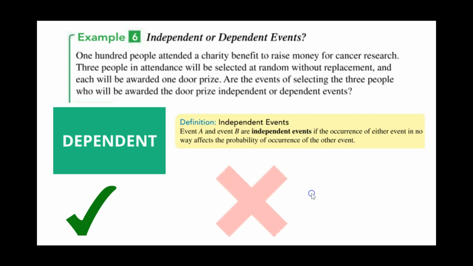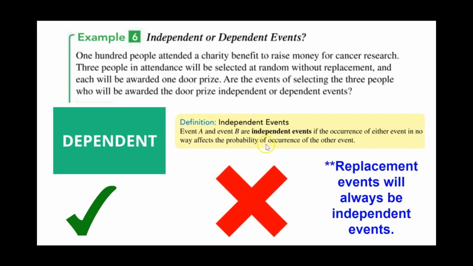So looking at these problems here, just to know the difference between dependent and independent, the question asked is: 100 people attended a charity benefit to raise money for cancer research. 3 people in attendance were selected at random without replacement, and each of them will be awarded a door prize. Are the events of selecting the 3 people who will be awarded the door prize independent or dependent events? Now remember, because it's without replacement, that means we're not going to replace it back. So this is considered to be dependent.